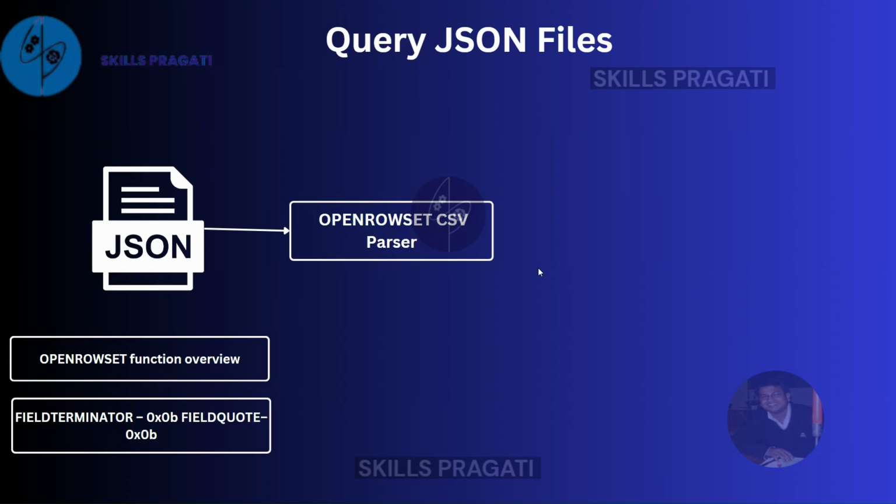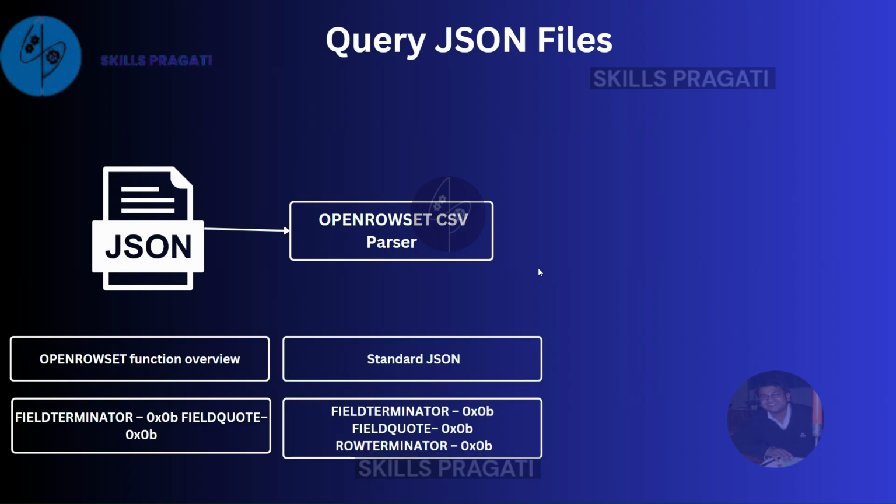But this won't be sufficient for standard or classic JSON. This is because in those formats each record is not a valid JSON document, whereas the entire file makes the complete JSON array. So we need to read the entire JSON file as one record. So we also need to override the row terminator with a vertical tab.